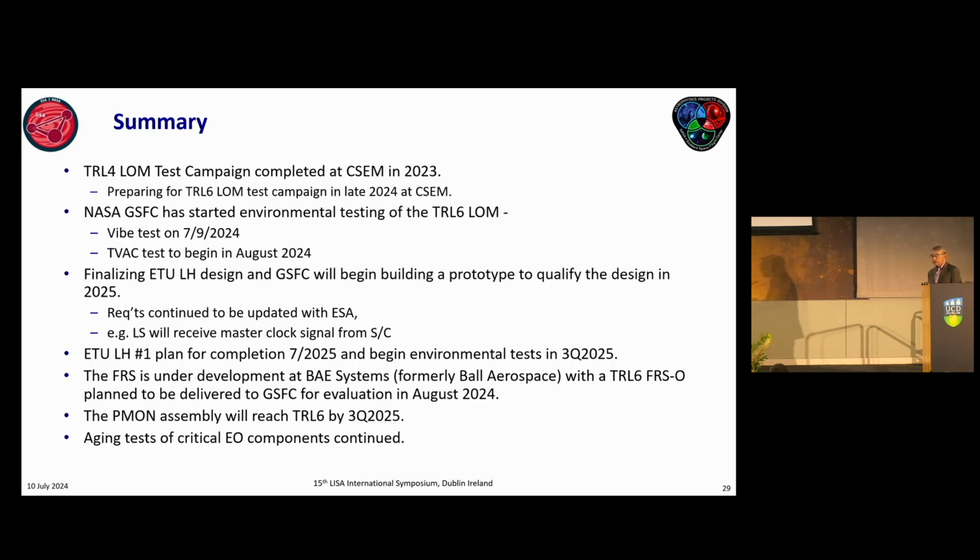So in summary, the TRL-4 LOM test campaign was completed at CSEM in 2023. We actually learned a lot. One of the things that Kenji mentioned was a failure of the phase modulator that we used in the TRL-4 LOM. Because of that failure, we changed our design and incorporated a different phase modulator, working with a vendor. We have been live testing that particular phase modulator for over 5,000 hours with no change in performance. So that is incorporated into our TRL-6 and also the ETU design.